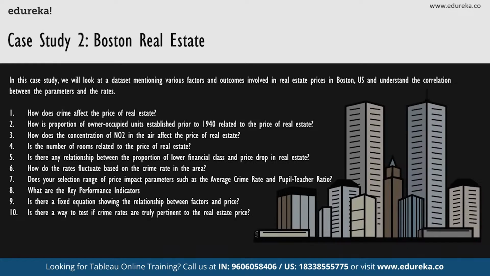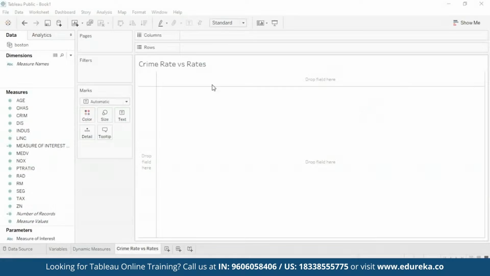Next, we are going to see how do rates fluctuate based on the crime rate in an area. So here I'm going to introduce you to something known as bins, where basically you are going to create bins of say 3 or 4. You're going to club 2-3 numbers together, create categories basically. Bins are nothing but ranges.